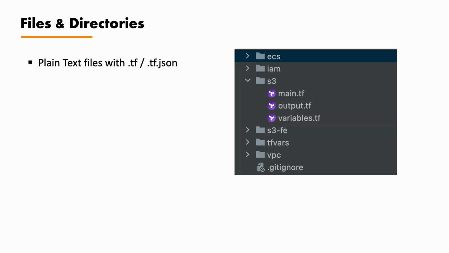Files and directories. We have files that will be identified using the extension .tf or .tf.json. JSON will be used for the JSON structure. And here you can see some of the sample files: main.tf, output.tf, and variables.tf. Directory is nothing but a group of Terraform files in a folder. Module, we'll talk more about the module in the next slide.